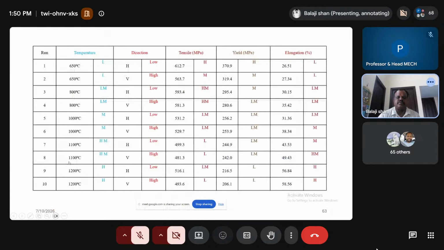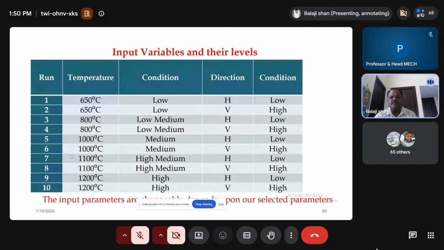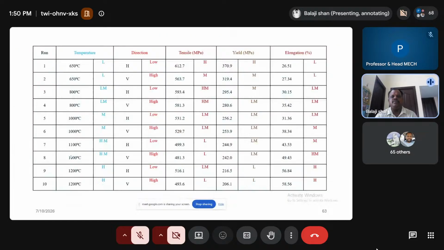Okay, it is a complete data set developed with the input values as well as the output values. Both the input and output values are tabulated in a single tabular column. So what is the first experiment? 650 degrees centigrade, that is the low condition, and direction is horizontal, that is also low condition. What output did we get from the experiment? 612, that is high, and yield strength is high and elongation is low.